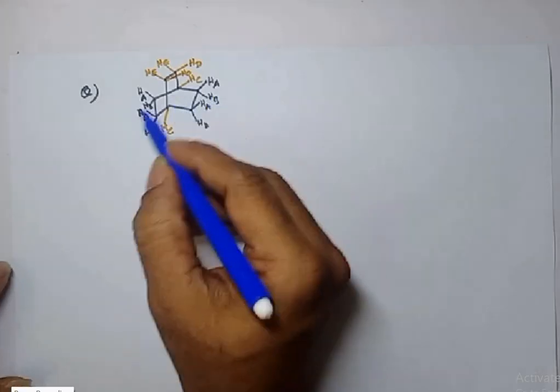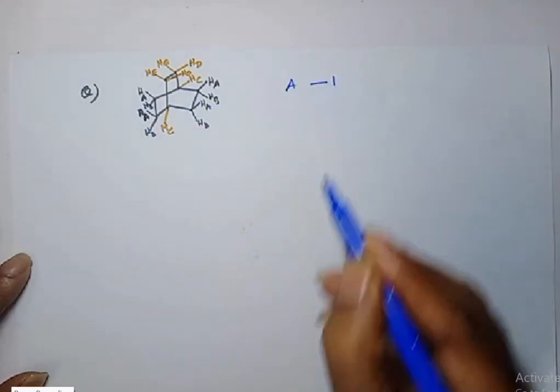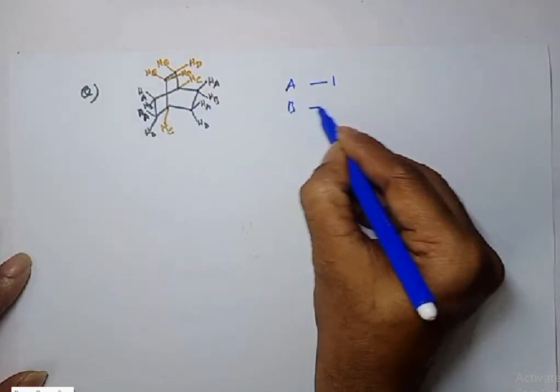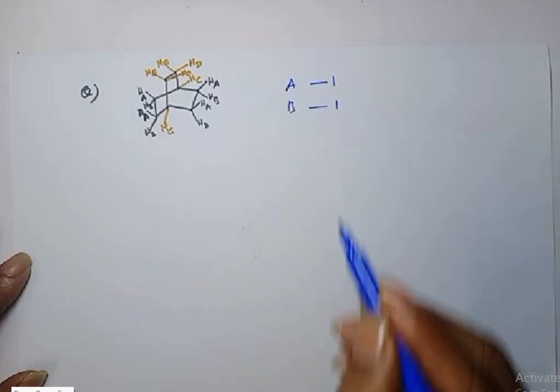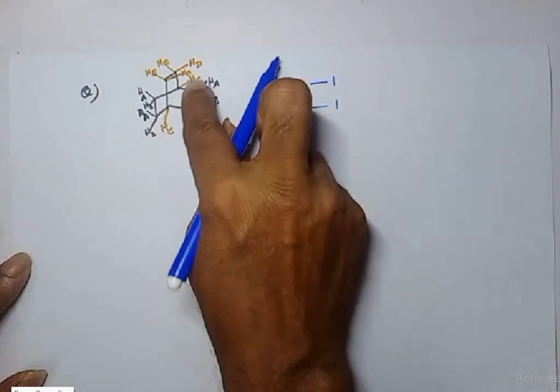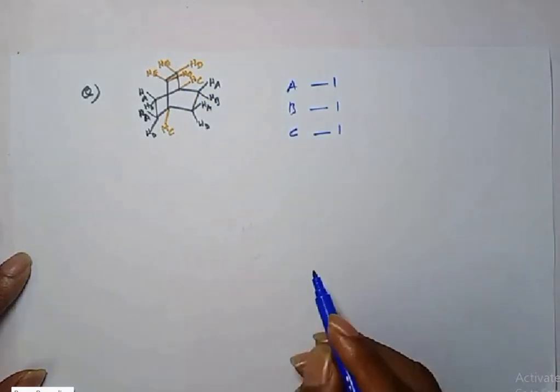We have 4 exo hydrogens which are represented as A. They are all equivalent. They will give one signal. And the endo hydrogens are represented as B. All endo hydrogens are equivalent. They will give one signal. Then the bridgehead hydrogens, they are equivalent. I represented them as C, and that gives one signal.